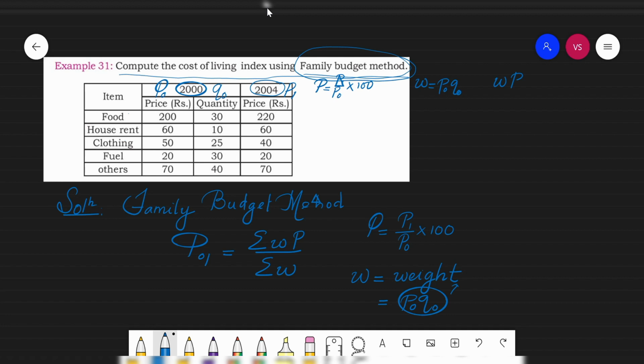What is P? P is P1 upon P0 into 100. That is 220 divided by 200 into 100. It is 110, students. This is the first value that you get. The next is 60 divided by 60. It's exactly 100. The next one is 40 divided by 50. It is 80, students. This value is 80.